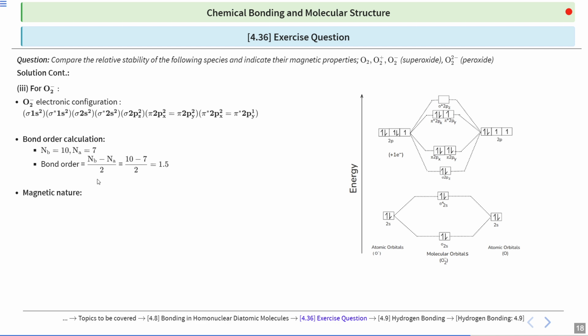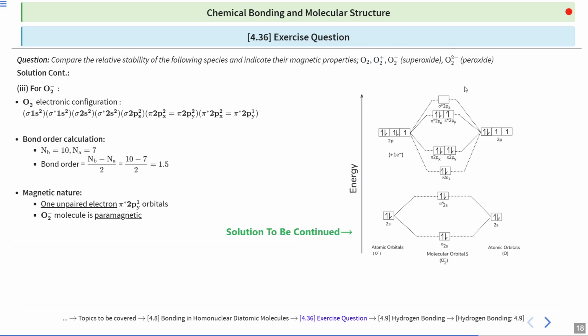What about the magnetic nature? Here also we have one unpaired electron in the pi star 2py. Therefore, O2 minus will be paramagnetic in nature. So we have seen O2, we have seen O2 plus, we have seen O2 minus. Now let us move on to the next one. Your task would be to remember this name. It's very important. O2 minus is called superoxide. O2 2 minus is called peroxide.